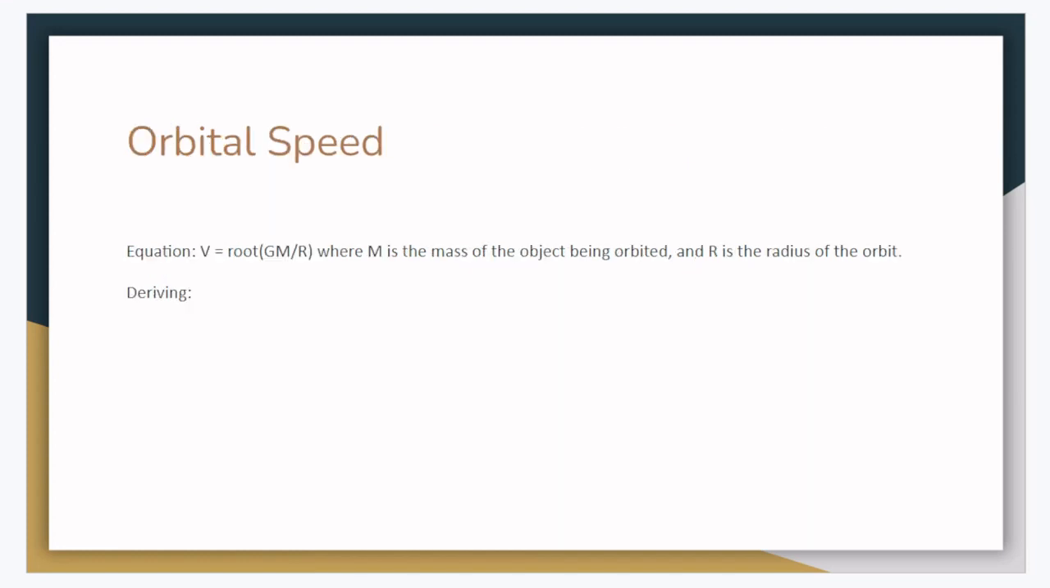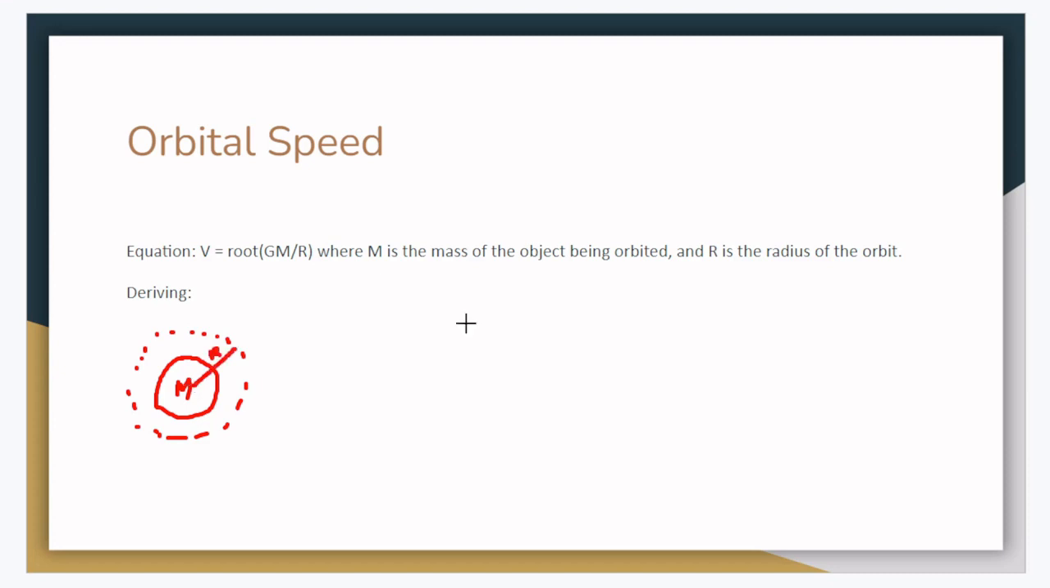Now, let's take a look at orbital speed. The equation for orbital speed is v equals root GM over r, where M is the mass of the object being orbited and r is the radius of the orbit. So let's derive this. Let's say there's a planet with mass m here, and we're orbiting it at some radius. Let's say this is the center of mass, and this radius is r.